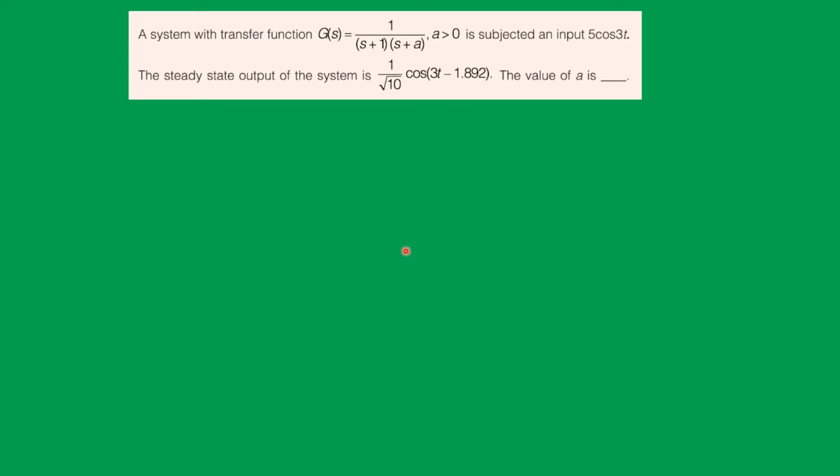Next question: a system with the given transfer function is subjected to an input, and the steady state output of the system is given. We have to find the value of A here. To find the value of A, first we will replace s with j omega in the given equation. So G(j omega) equals 1 by (1 plus j omega) into (A plus j omega).